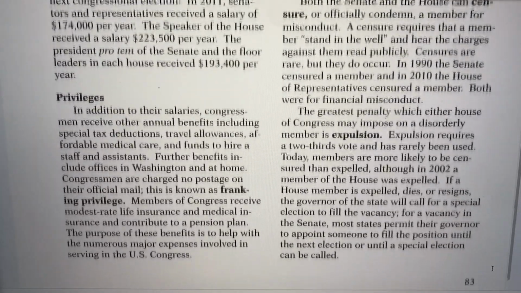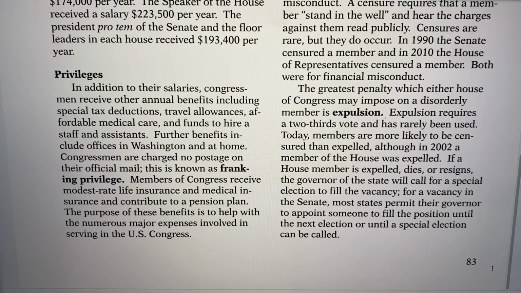So let's go on and talk about privileges. What kind of privileges do they have? Well, they have benefits and pensions, their pension plans. For one thing, they have special tax deductions. They have travel allowances. They have affordable medical care. They also have funds to pay their staff members, of course. Their offices in Washington and their home state are paid for. They don't pay any postage at all. They call it the franking mail privilege. That franking privilege means they don't have to pay for postage, so if they're mailing anything, they don't have to pay for it. They also have life insurance and medical insurance.